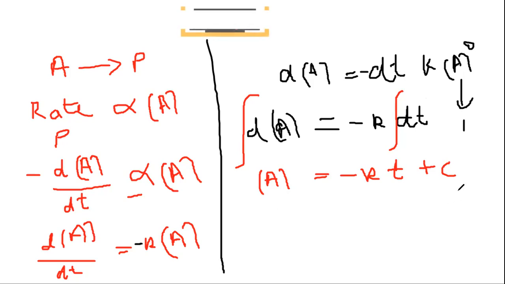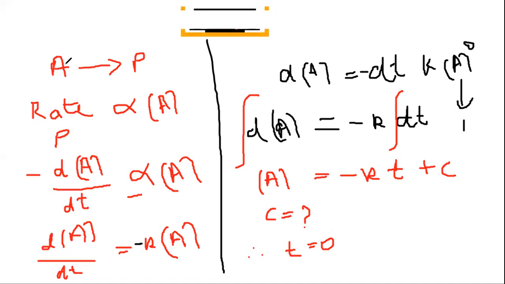So actually we are just assuming here a constant. But as a chemist, we should know what this constant actually is. So how can you calculate the value of the constant? Let's suppose the time is zero. Look, if the time is zero, what would be the condition over here? That means if the time is zero, the reaction has not started yet.